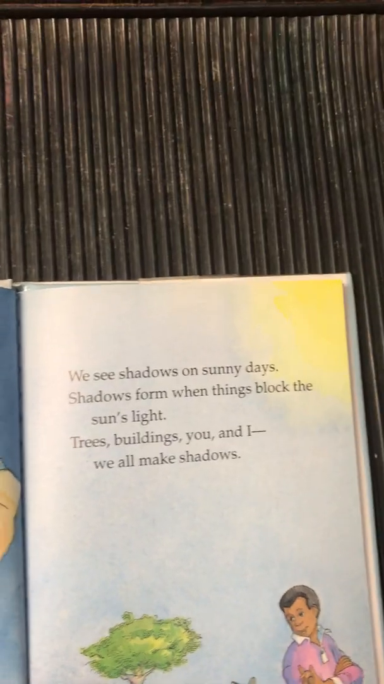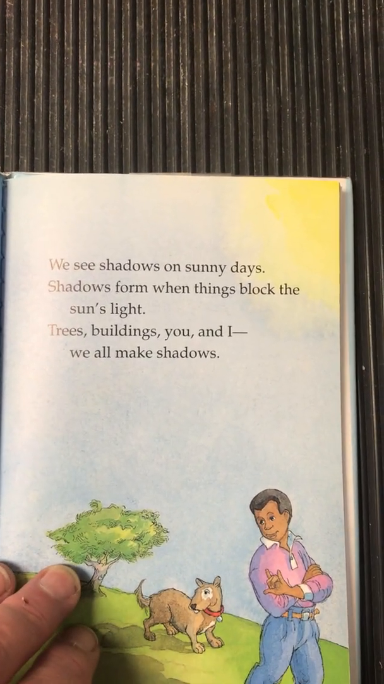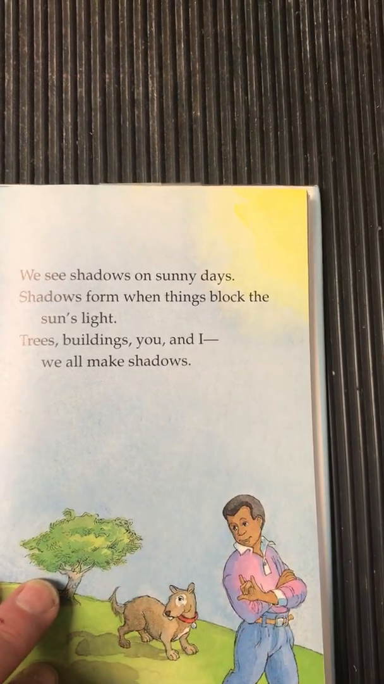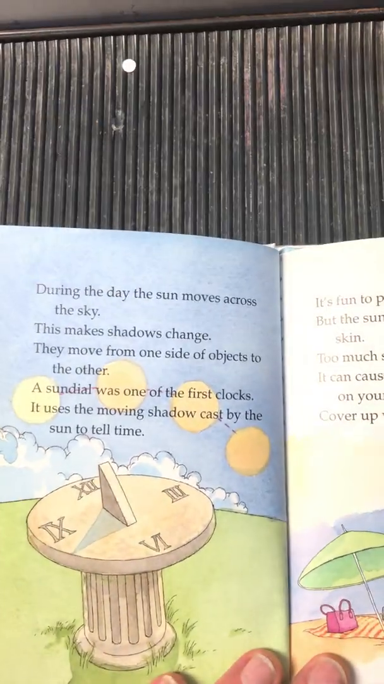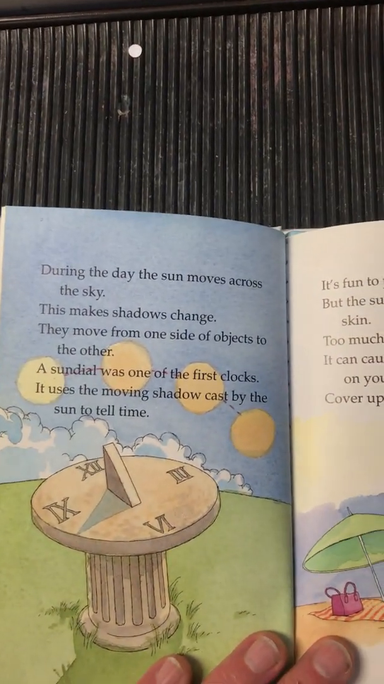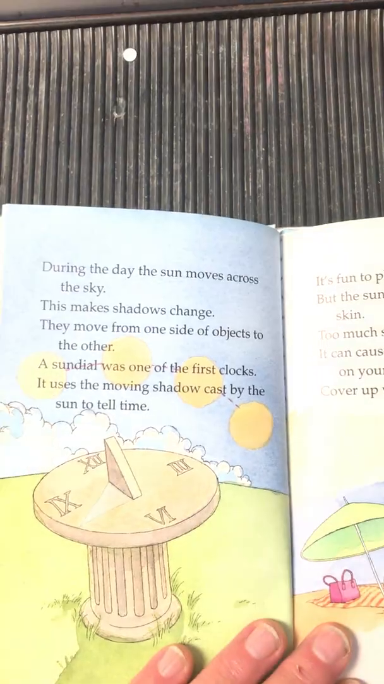We see shadows on sunny days. Shadows form when things block the sun's light. Trees, buildings, you and I, we all make shadows. During the day, the sun moves across the sky. This makes shadows change. They move from one side of objects to the other.